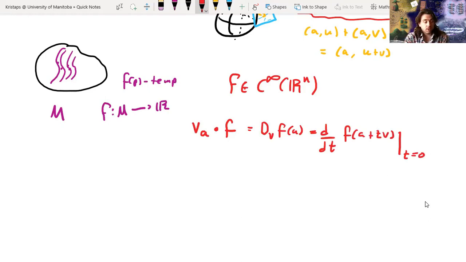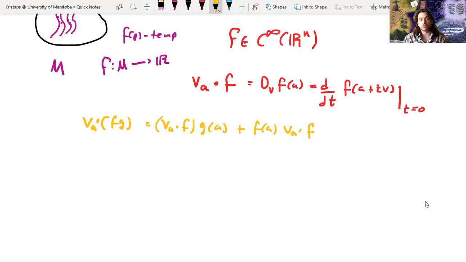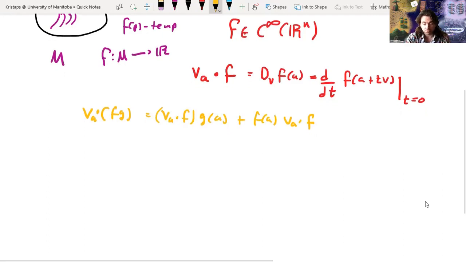And something I want to point out, this isn't going to be too shocking necessarily at the moment, but it is important. It turns out that this, as you might expect, if you act on a pair of functions, it satisfies the product rule, right? So this is going to be v_A multiplied by g evaluated at A plus f evaluated at A multiplied by v_A acting on f. And it's a linear operator. This is going to be important in a moment for our generalization.